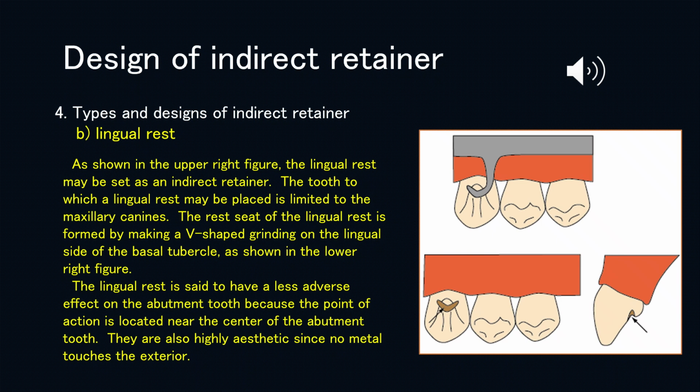The lingual rest is said to have a less adverse effect on the abutment tooth, because the point of action is located near the center of the abutment tooth. They are also highly aesthetic since no metal touches the exterior.